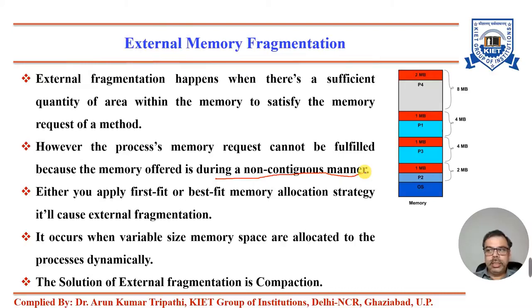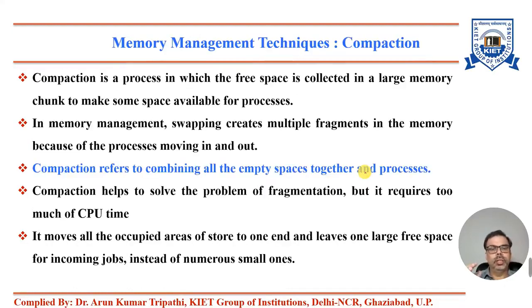So there is a solution to external fragmentation: we should go for compaction. What compaction is, we will discuss a little bit later. So now I am coming to compaction. Compaction is the process in which we combine the memory space that is scattered throughout the memory. We will combine that.